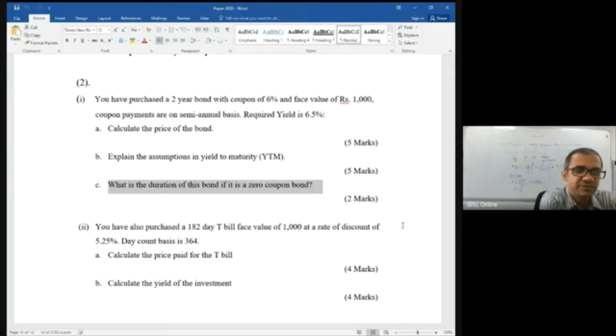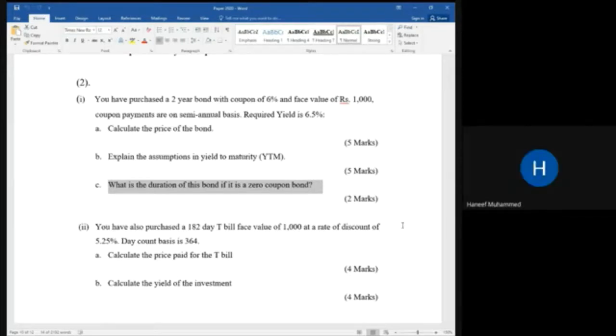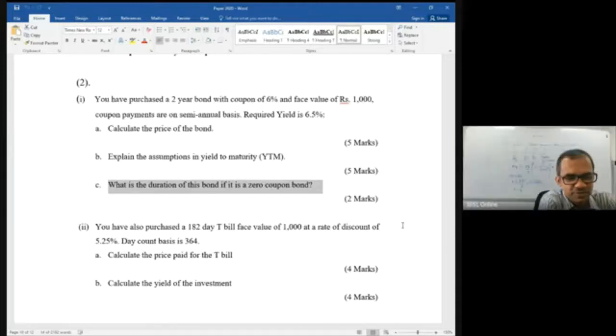What is the duration of this bond if it is a zero coupon bond? Maturity. What do you mean by maturity? In the sense that we don't get intermediate cash flows, so we are getting the cash flow at the point of maturity. Correct. Now, what is the duration? So what is the bond duration, if it is a zero coupon bond with 2 years? It is 2 years. Yes.